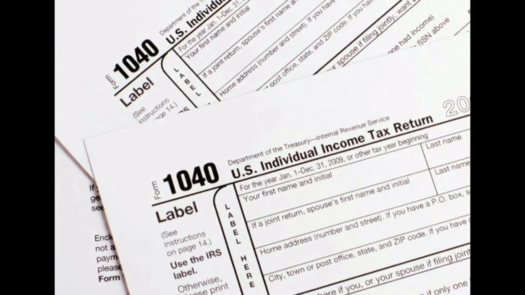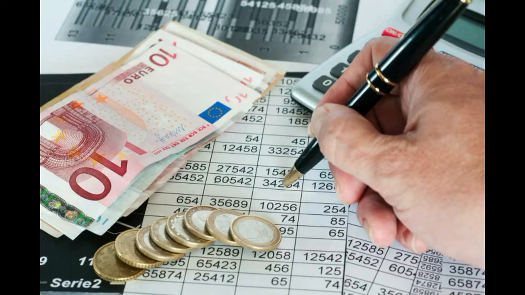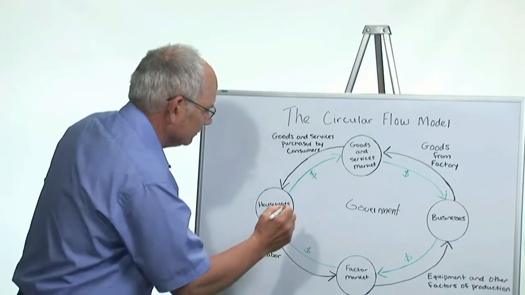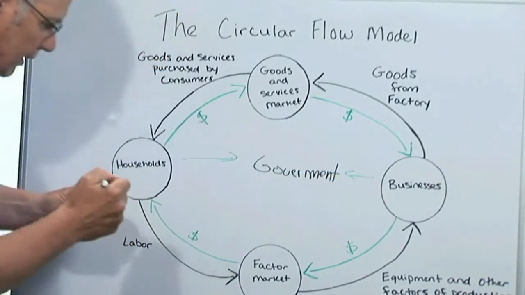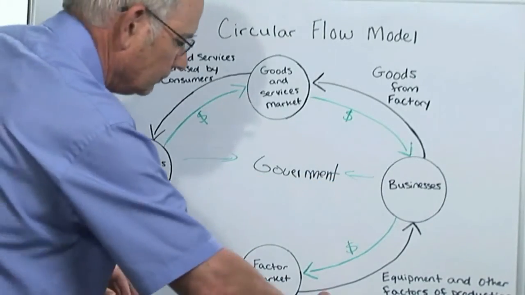The government's main source of income are taxes paid by individuals and businesses. So let me put that in green. These are taxes paid by households and taxes paid by businesses.